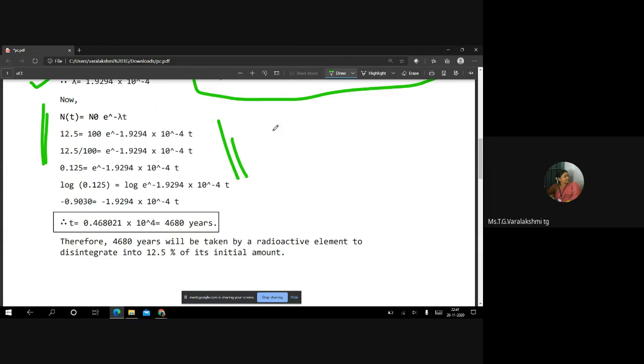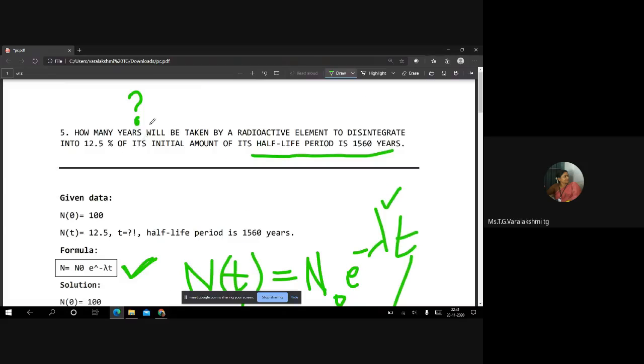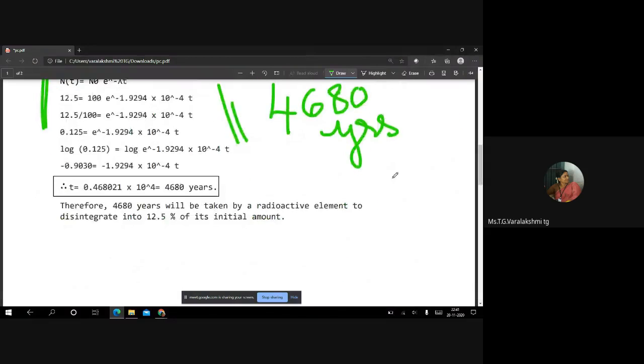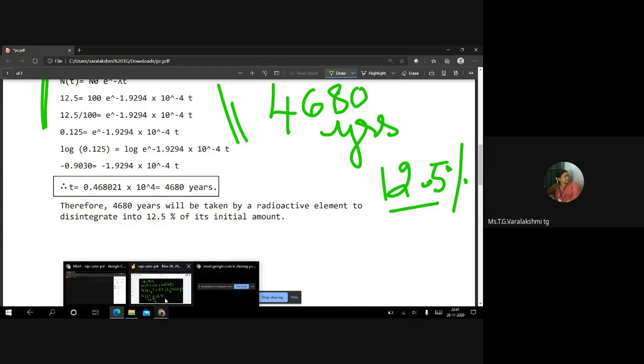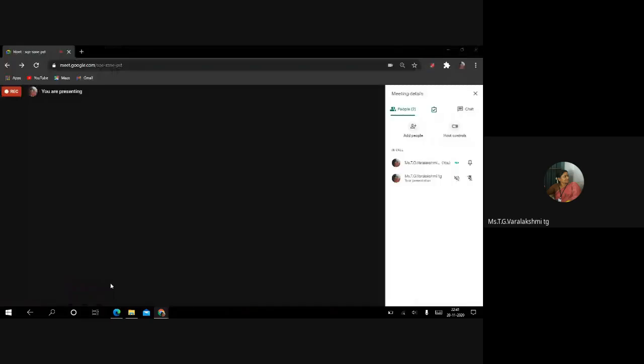Finally, you will get the answer as 4680 years. 4680 years will be the time taken for the radioactive element to disintegrate to 12.5 percentage of its initial amount. Is that clear? Okay. So we will have one more question.